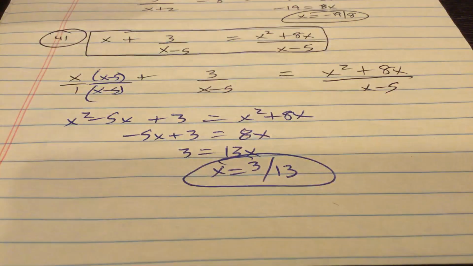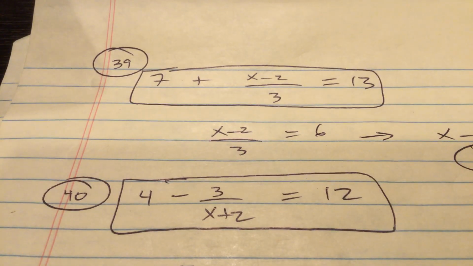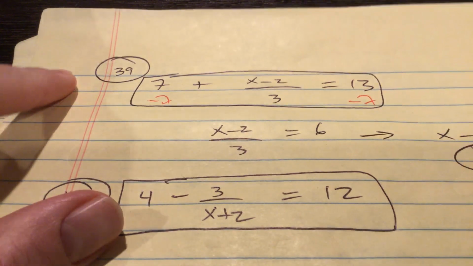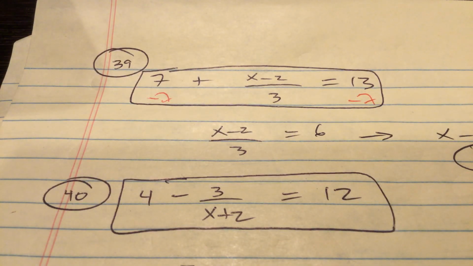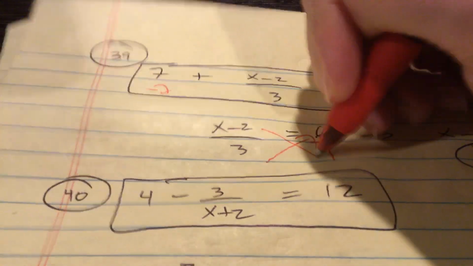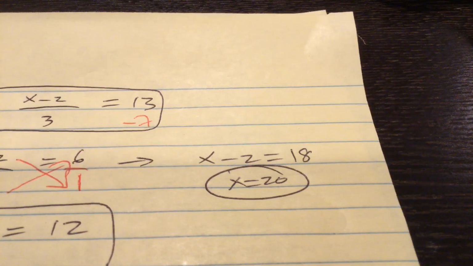And the final 6 questions are like this. Now 39 is a little interesting. In that rectangle, I'm just going to subtract 7 from both sides. Then I get x minus 2 over 3 is equal to 6. Well, that's 6 over 1, a little cross multiplying. X minus 2 is 6 times 3, 18. X is 20.